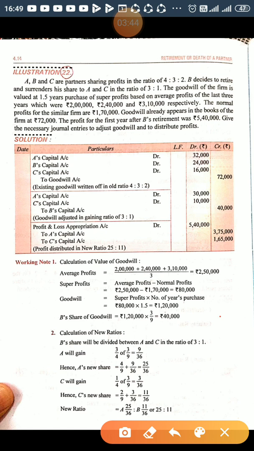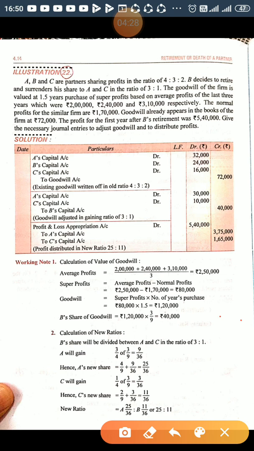It's a comprehensive question. It not only covers your calculation of the new profit sharing ratio and gaining ratio. Apart from this, it is a mix of valuation of goodwill, and after calculating the value of goodwill, goodwill treatment at the time of retirement, and at the same time existing goodwill is also given. They have also given the profit after the retirement, and they ask you to distribute it. So it's a very comprehensive question covering most of the concepts in one question.